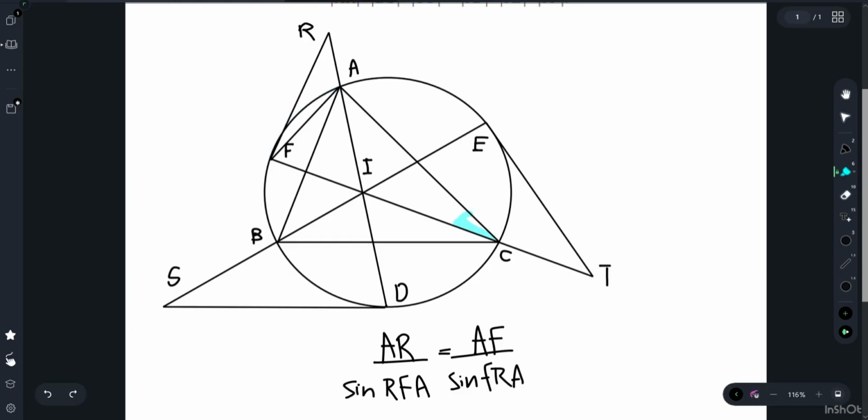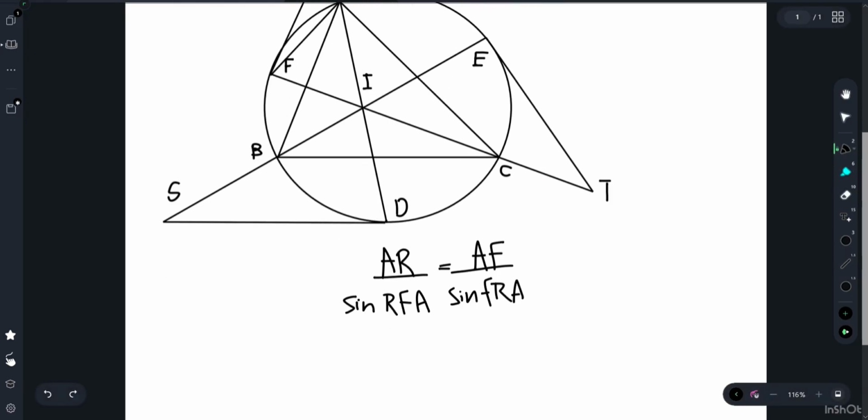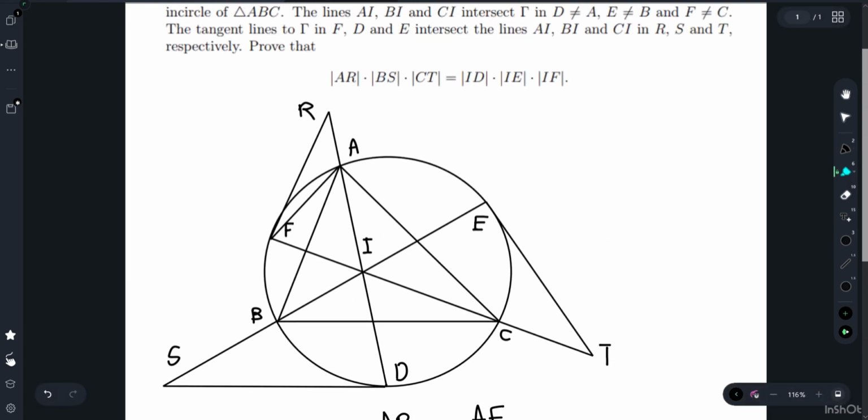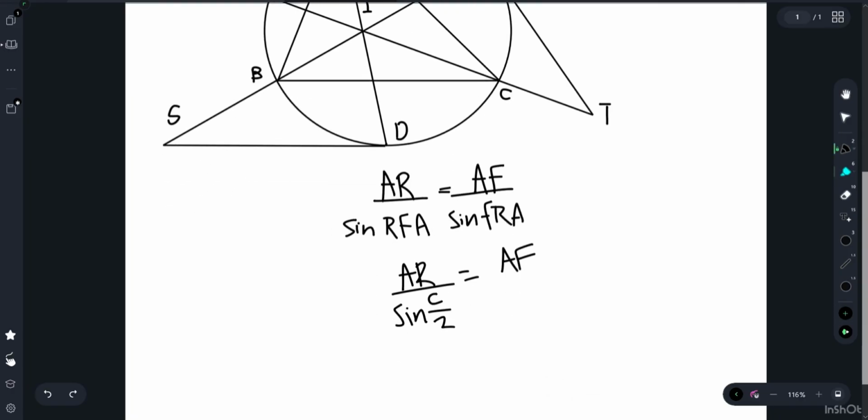And what is angle ACF? Since I is the incenter, this is 1/2 of angle C. So AR over sine C over 2. Now what is AF? FRA is a little bit trickier, but since this is a 90-degree angle and this is also a 90-degree angle, these two lines are parallel, which means that angle FRA is just going to equal angle BAD. And because I lies on line AD, angle BAD is 1/2 of A. And so this means AF over sine A over 2.